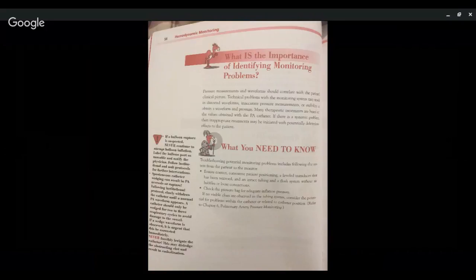Spontaneous catheter wedging can result in pulmonary artery necrosis or rupture. Following institutional protocols, slowly withdraw the catheter until a normal pulmonary artery waveform appears. A catheter should only be wedged for 2 to 3 respiratory cycles to avoid damage to the vessels. So that is a good note to recall. If a wedge waveform is observed, it is urgent that this be corrected immediately.